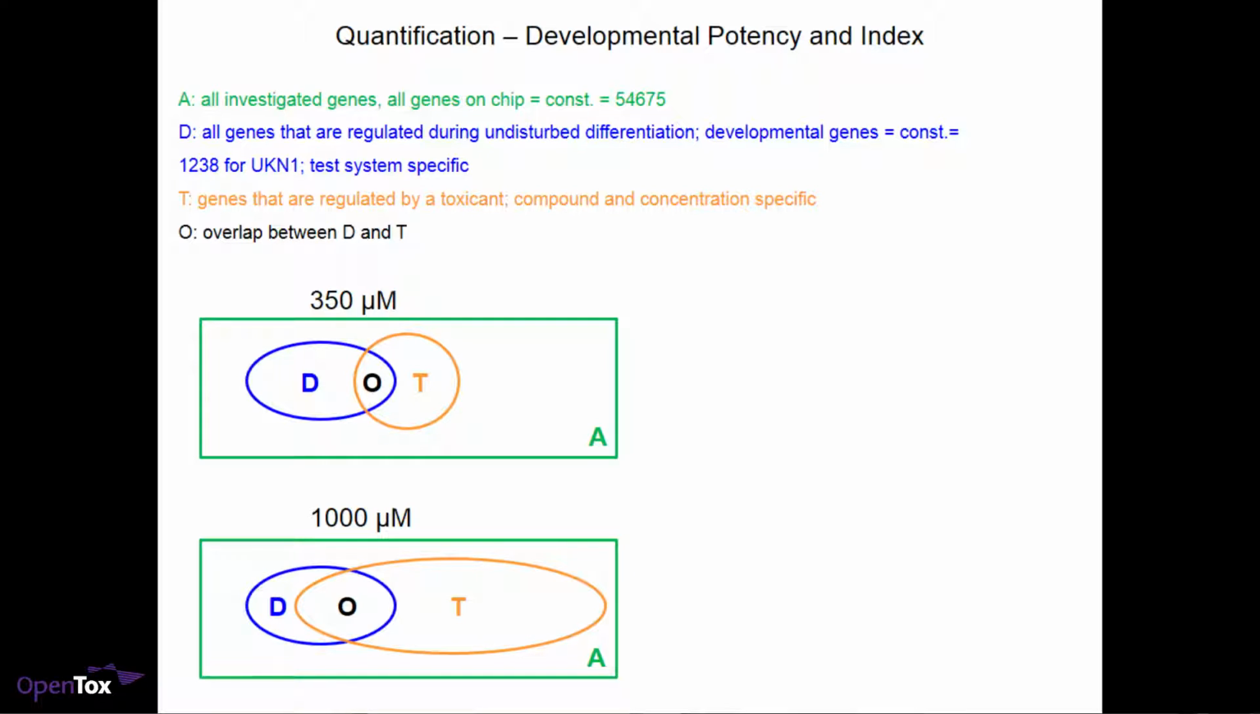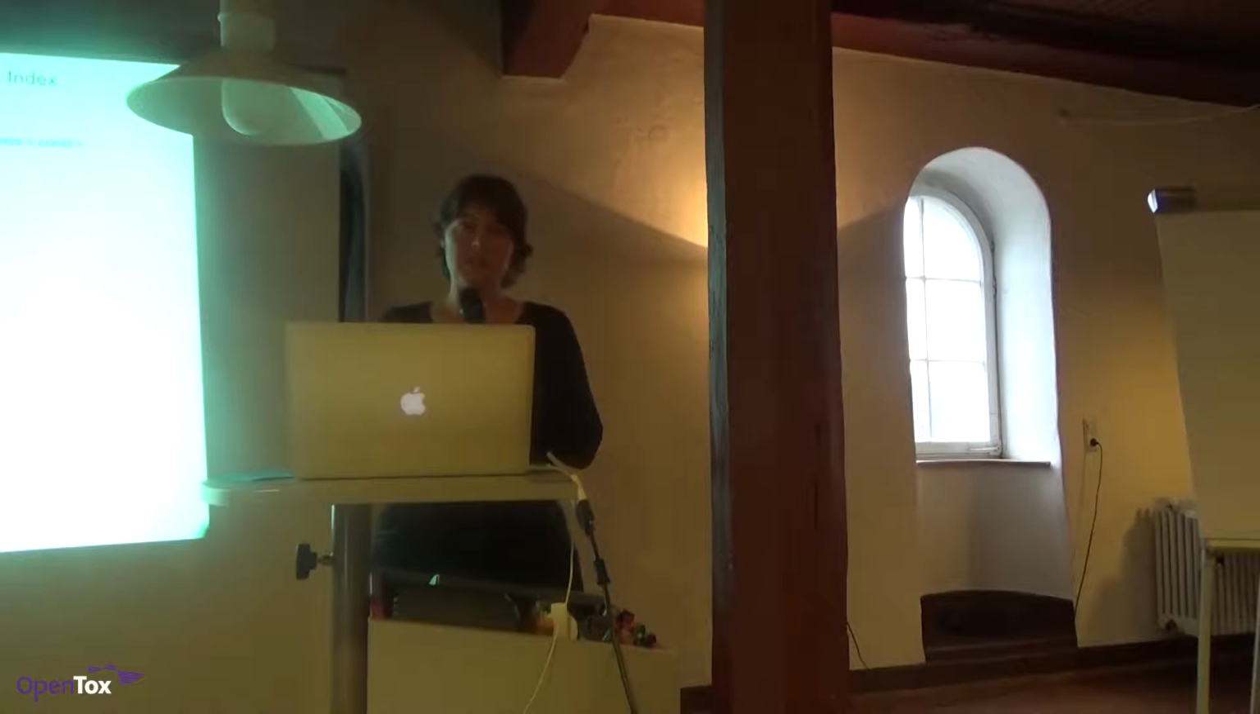And then we did an overlap analysis, and this is the overlap between D and T. First we thought, okay, the more developmental D genes are affected by a toxicant, the more development is affected. But this did not give us the full information, like for the 1000 micromolar, the overlap increased, but in addition, many more genes were added by the cytotoxic concentrations.